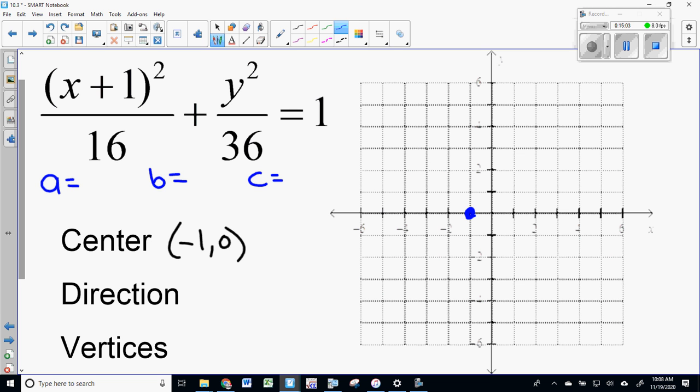So what's our A? 6. B, C, square root of 20. Okay, now, when we do this, what's the square root of 20 equal to? Without a calculator, tell me what the square root of 20 is. You're smart people. Some of you. 4.4. Okay. Is it bigger than 4? Yeah. Less than 5? Yeah.